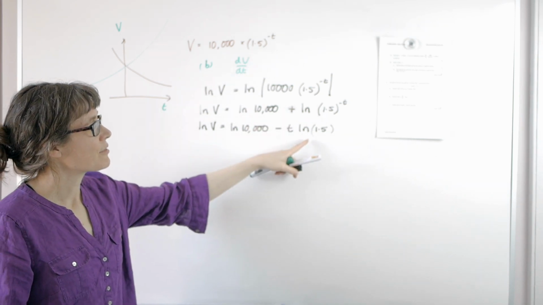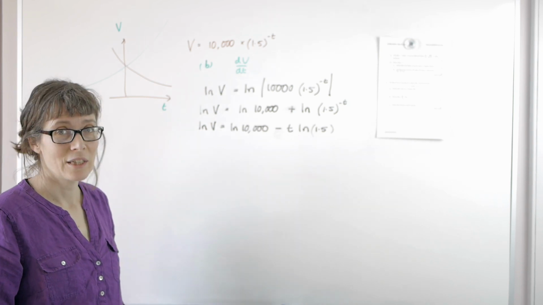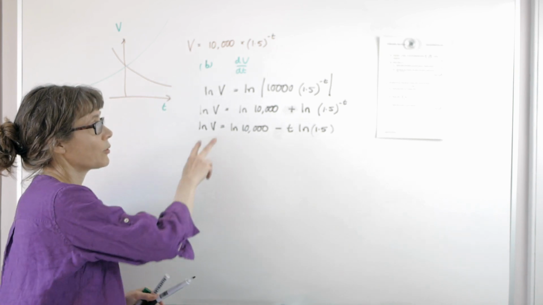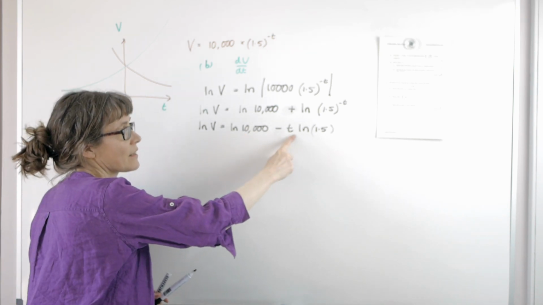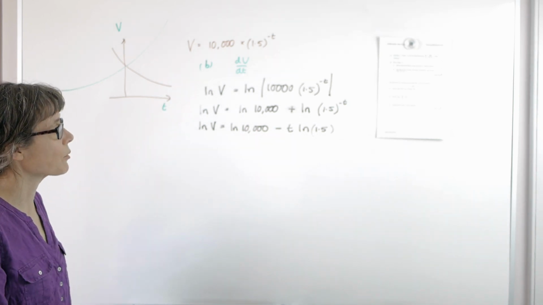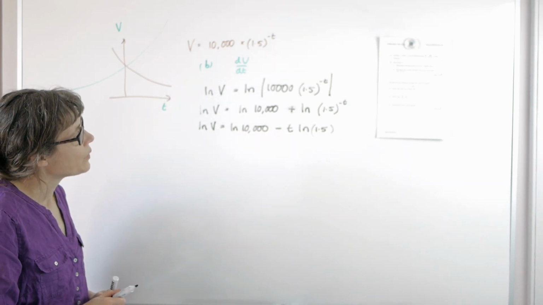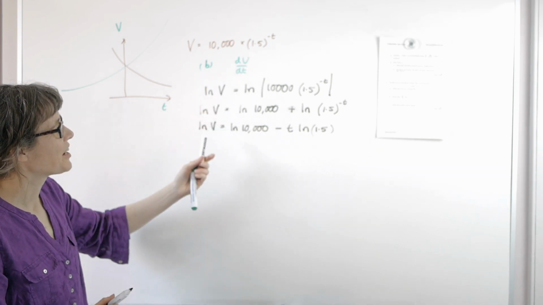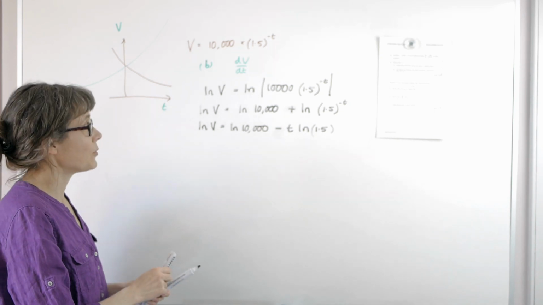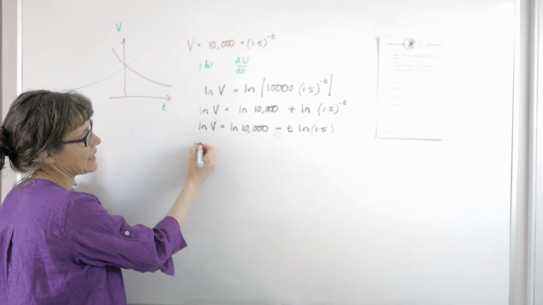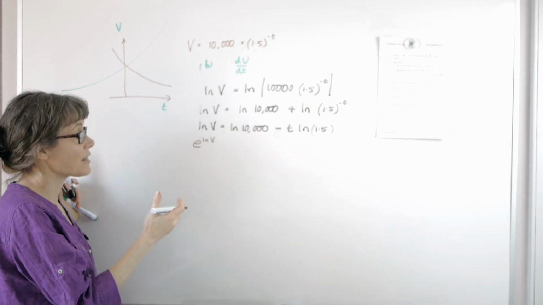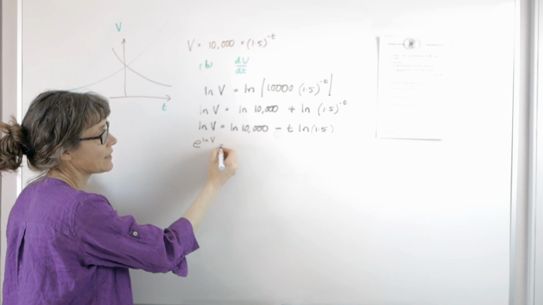This is an amazing trick to turn it into a linear equation where you can just plot ln v against t and you'll get a linear relationship. But back to this problem, we aren't much closer to finding dv dt, but what we can do is now undo what we did before, and we'll get, so the opposite of ln is just putting everything to the power of e.